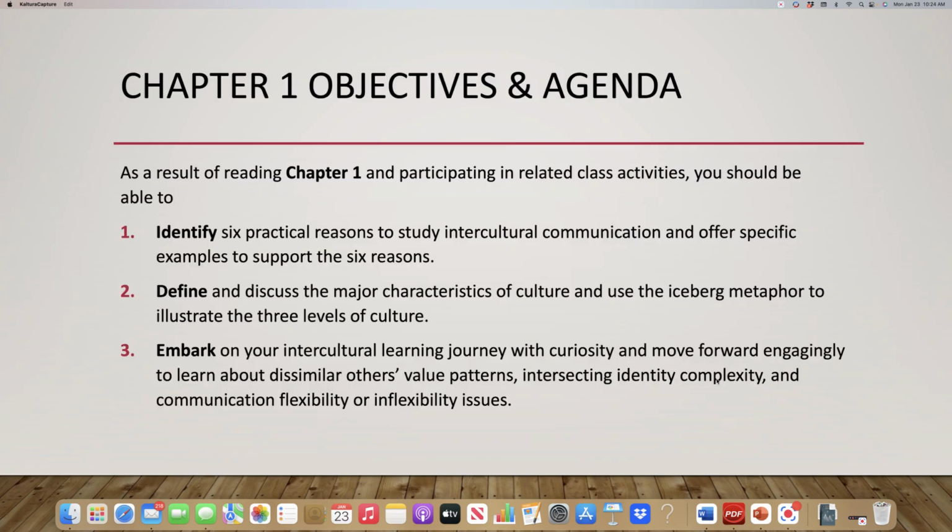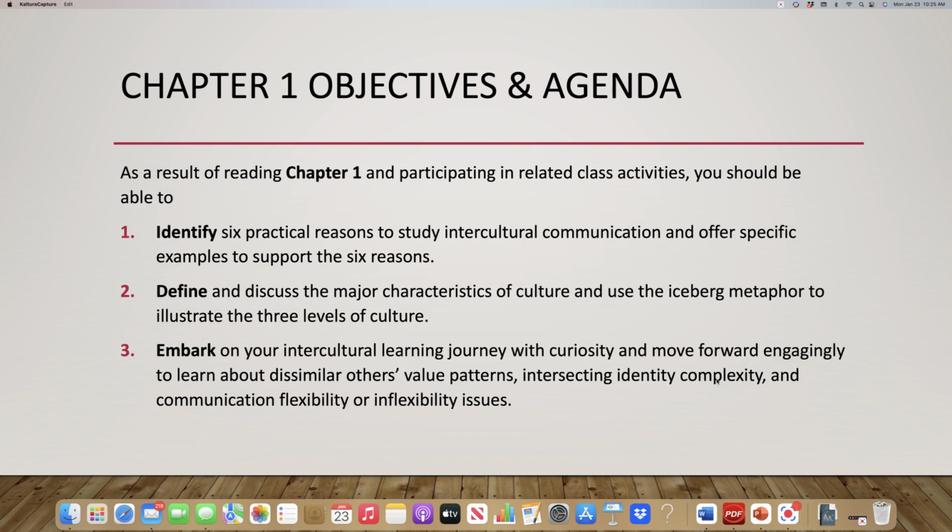I thought the first part was a little bit overdone, but anyways, when we finish part 1 and we do class activities, ideally you should be able to identify the 6 reasons to study intercultural communication that the book provides. We will come up with our own also.